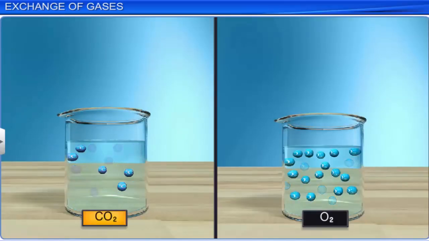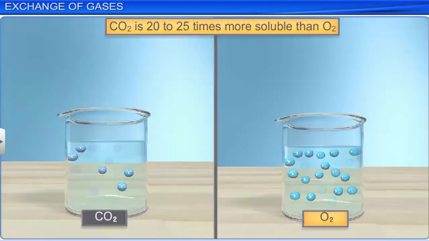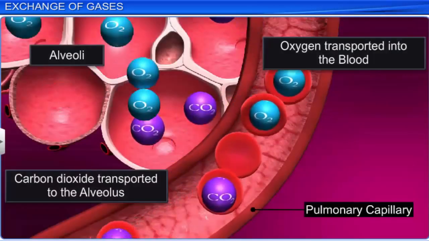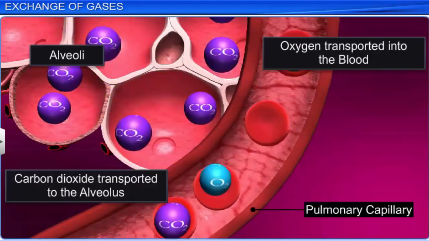As carbon dioxide is 20 to 25 times more soluble than oxygen, the amount of carbon dioxide that can diffuse through the diffusion membrane is much more than that of oxygen.